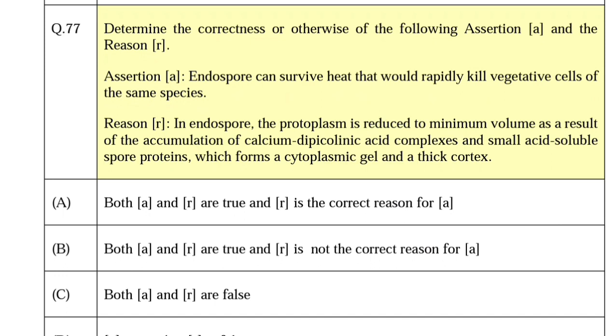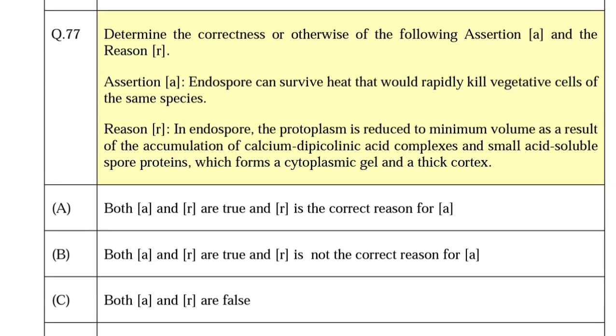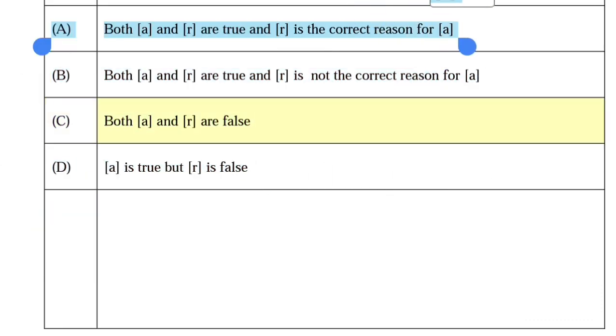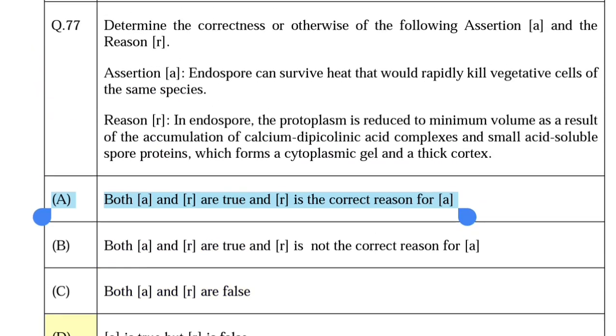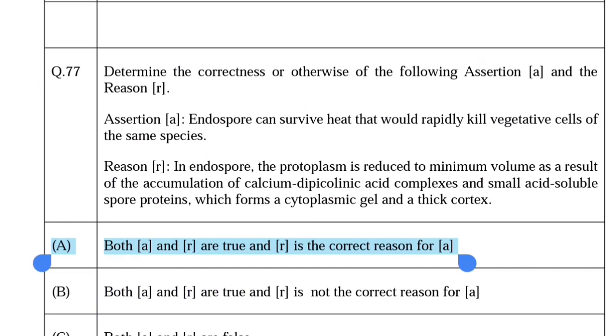Reason R: In endospore, the protoplasm is reduced to minimum volume as a result of the accumulation of calcium dipicolinic acid complexes and small acid-soluble spore proteins, which forms a cytoplasmic gel and a thick cortex. A. Both A and R are true and R is the correct reason for A. B. Both A and R are true and R is not the correct reason for A. C. Both A and R are false. D. A is true but R is false.